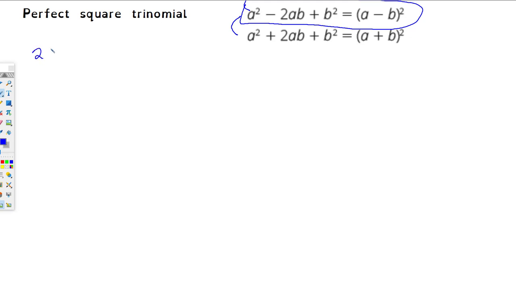So let's do 25x squared, I'm doing this top one, minus 60x plus 9. Nope, not minus, plus 36. Sorry. I forgot to write down my problem.